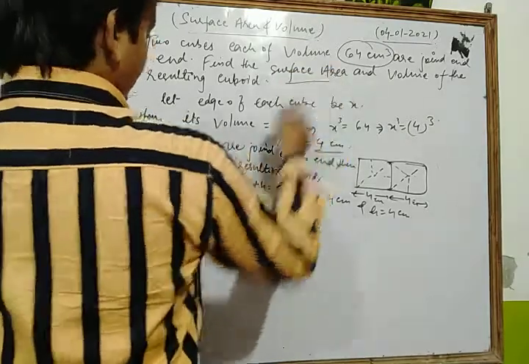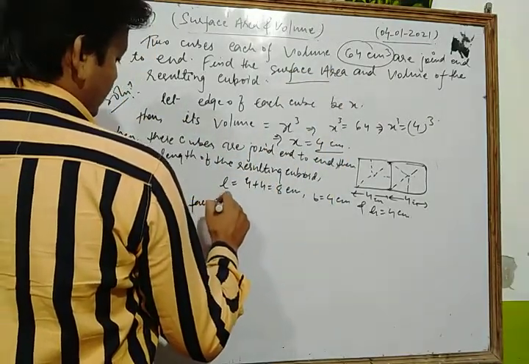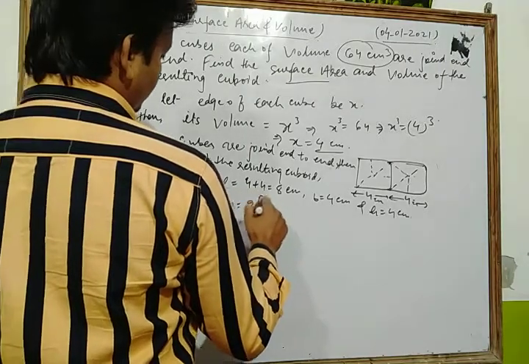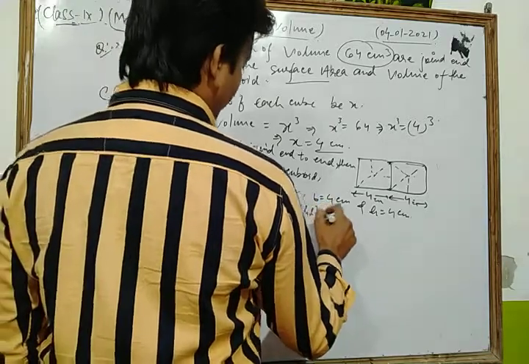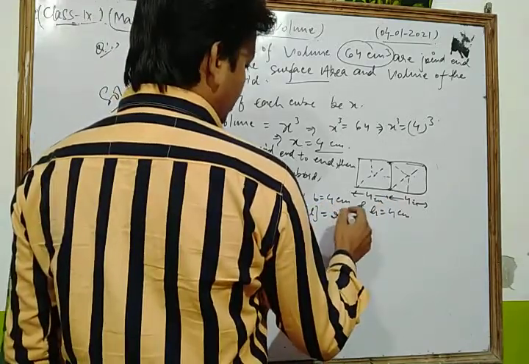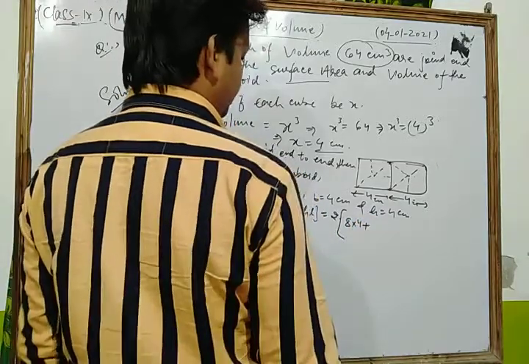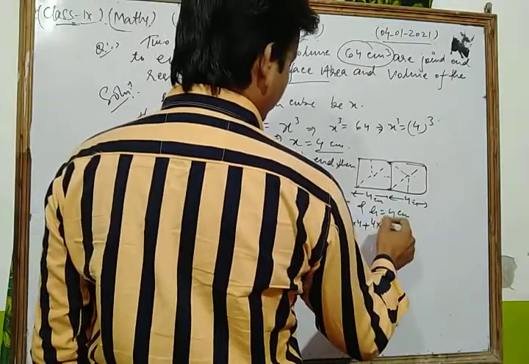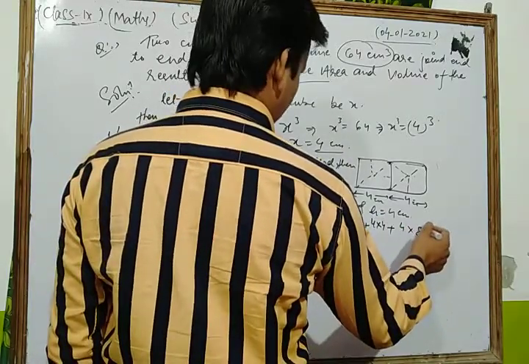First off, we find its surface area. Thus, surface area is what? 2 into L into B plus B into H plus H into L. Now, we put all the values. So, 2 into length into breadth, 8 into 4, plus B into H means 4 into 4, plus H into L, 4 into 8.